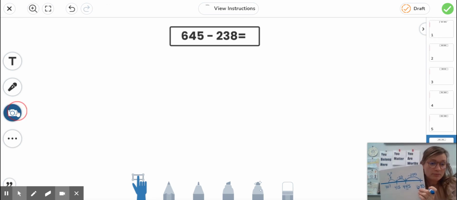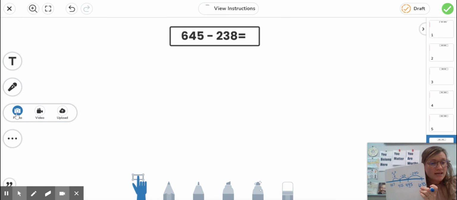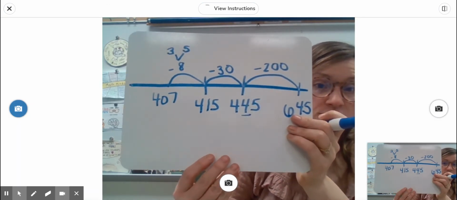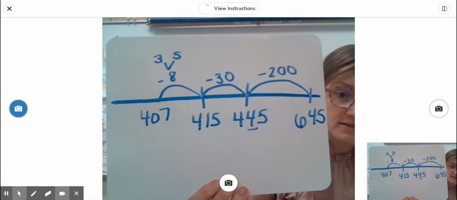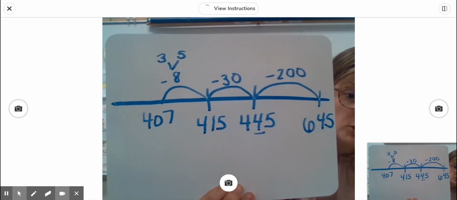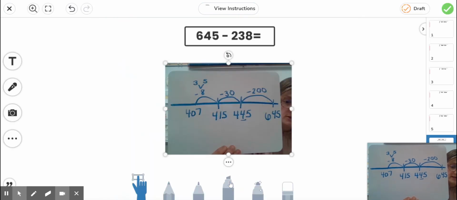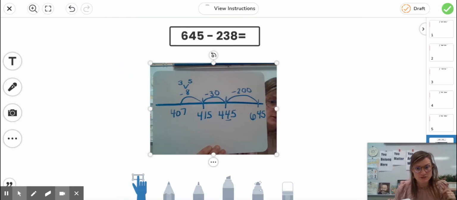And then again, remember, I am interested in the answers because we always want to be accurate, but it's your work and it's that practice of making the number line that is the purpose of this activity. So be sure, take a picture of that number line, put it on the page for me.